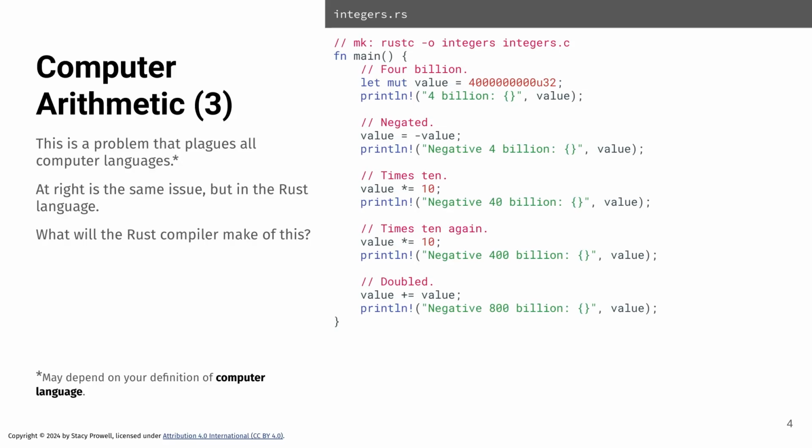Let's try it in Rust. Everybody likes Rust. So we'll do the same thing. We'll just basically transliterate that same code over into Rust. And you can see a few differences. We define value. We put a U32 on the end to indicate that it's an unsigned 32-bit value. And then we just do basically the same stuff. So let's compile it with the Rust compiler and see what we get.